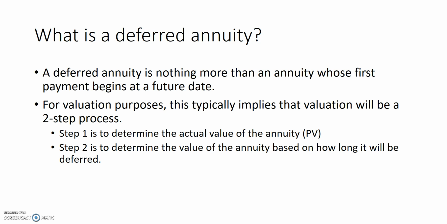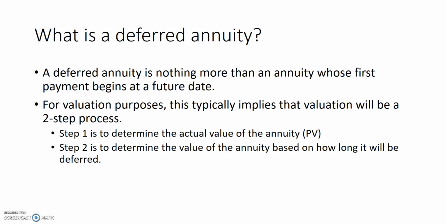Technically speaking, a deferred annuity is nothing more than an annuity whose first payment begins at some date in the future. For valuation purposes, this typically is going to imply that valuation is going to be a two-step process, whereas with a typical or regular ordinary annuity, valuation is a one-step process. However, with the deferred annuity, what we see is a two-step process. So that begs the question, what are those two steps?